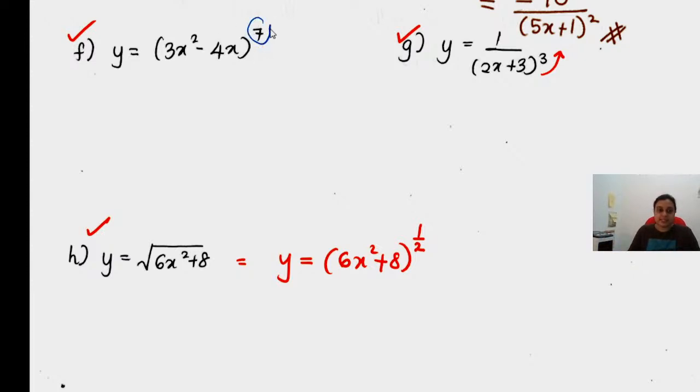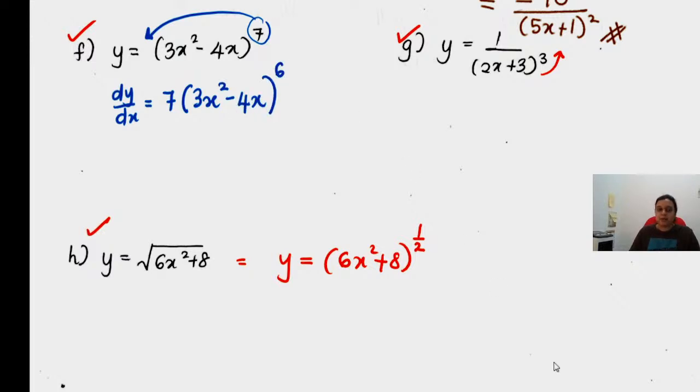So what happens is 7 goes to the front. So here dy dx becomes 7. Copy everything inside the bracket: 3x squared minus 4x. The power will become power 6. And then differentiate whatever is inside the bracket. So here it becomes 6x minus 4.